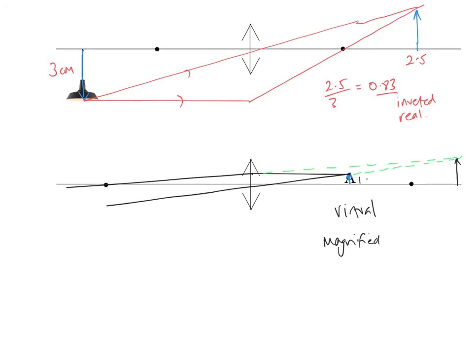Let's say this is 1 centimeter to start with, and now let's say this is 4 centimeters, so that's 4 divided by 1, so that gives us an answer of 4, so it's got a magnification of 4, and it's also the same way up.